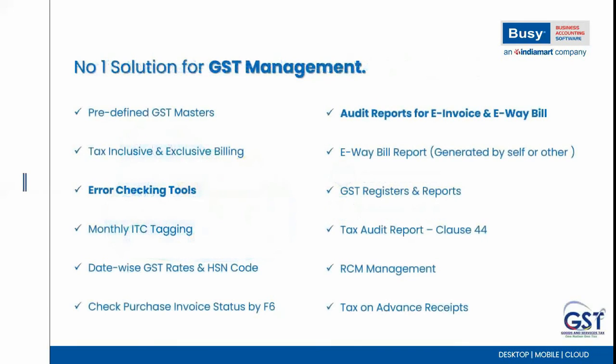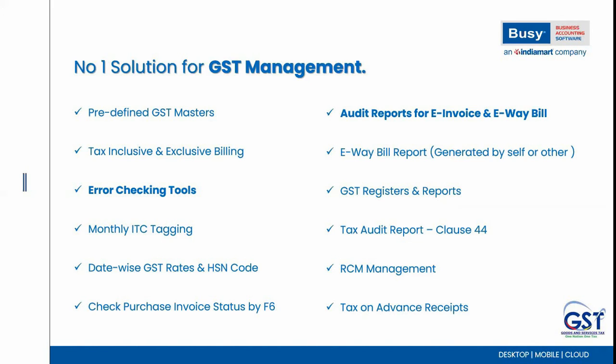And date-wise GST rates and HSN codes. Sometimes you might be using one GST rate, 18%. After certain days, the GST department changes the GST rate to 5%. So no need to create any new product. You just use the existing product, and you have the provision to specify two GST rates for a single product based on the date.